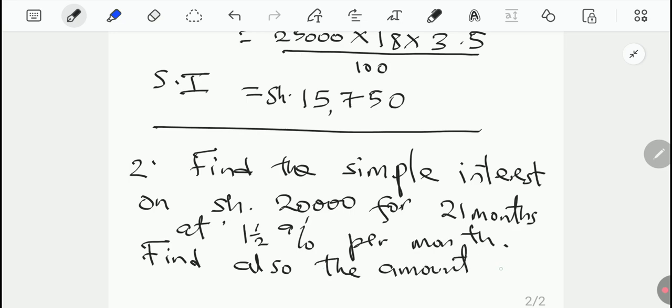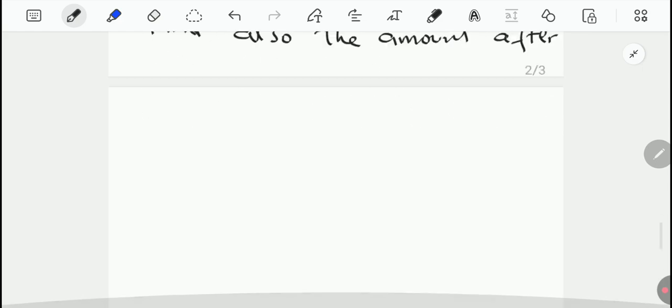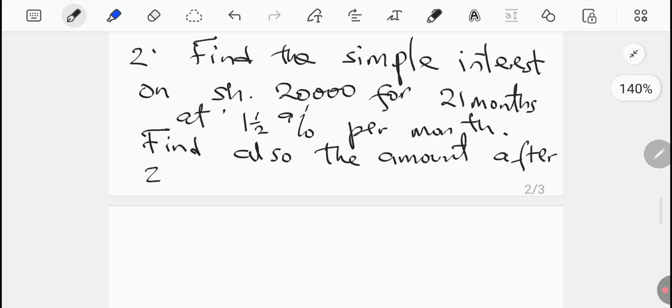Find also the amount after 21 months. Yes, I might be rushing somehow, but make sure you keep pausing the video. Pausing means you stop the video first and you make the writing. Okay, let us do that together.